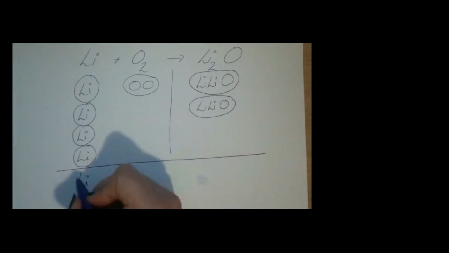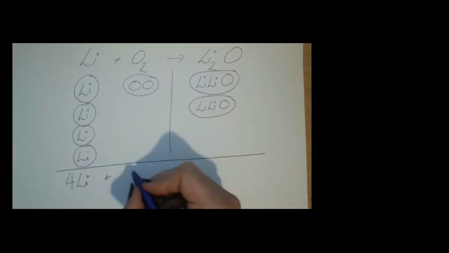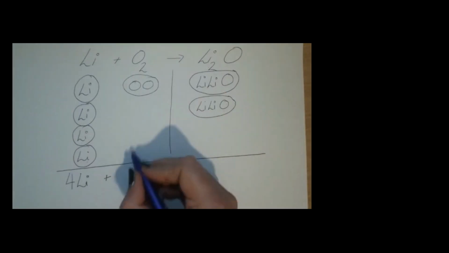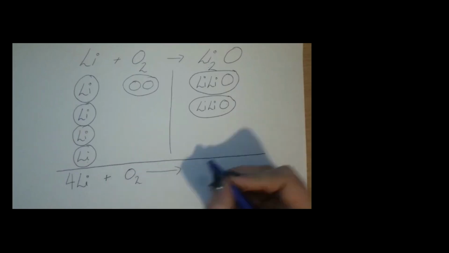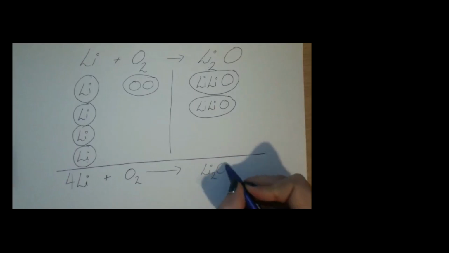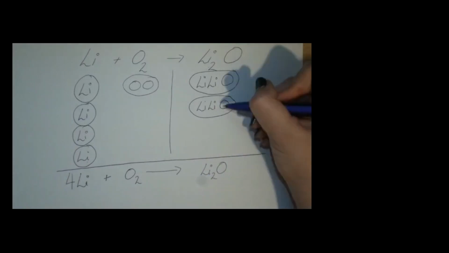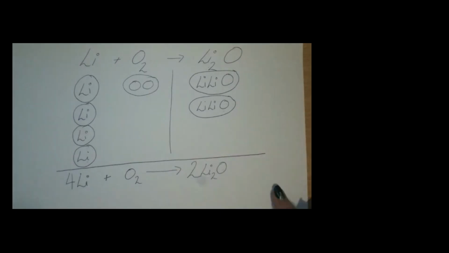Now remember, when we're balancing equations, we use the big numbers. We're reacting that with O2, which there's just one bubble there, so we're just going to write it as O2. And that goes to make Li2O, so I've copied that, but how many bubbles did I draw? 2. And that's our equation done and balanced.